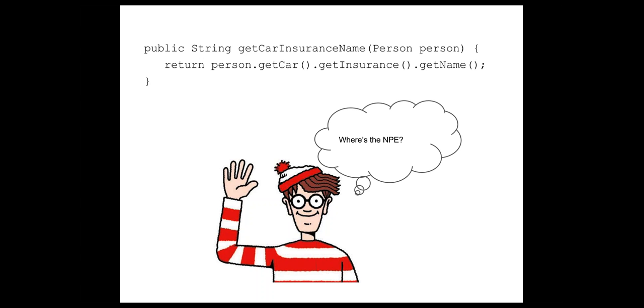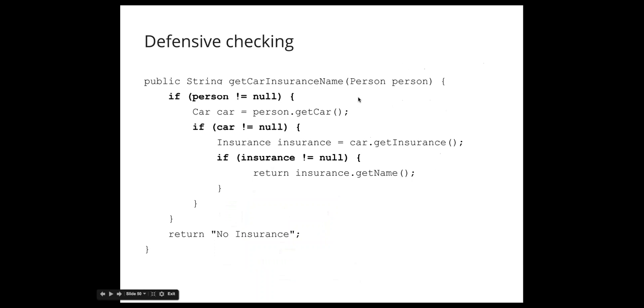We've got a really cool Wally here. I'm wondering where's the null pointer exception, because it always hides. Just like null pointer exceptions, always hiding. Well, it turns out that you could have a null pointer exception at every single stage of those method calls, right? If person was null, you get a null pointer exception. If getCar was returning null, you get a null pointer exception. If getInsurance was returning null, obviously you could get another null pointer exception, which is really nasty.